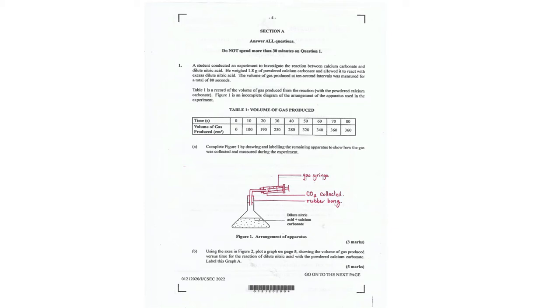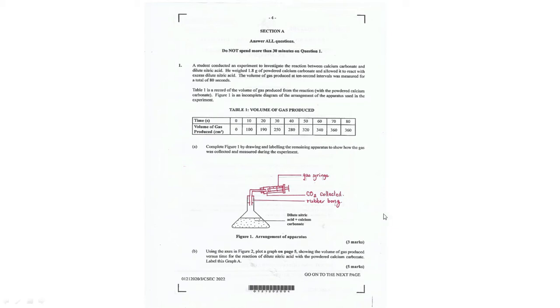So let's get started. A student conducted an experiment to investigate the reaction between calcium carbonate and dilute nitric acid. He weighed 1.8 grams of powdered calcium carbonate and allowed it to react with excess dilute nitric acid. The volume of gas produced at 10-second intervals was measured for a total of 80 seconds. Table 1 is a record of the volume of gas produced from the reaction with the powdered calcium carbonate. Figure 1 is an incomplete diagram of the arrangement of the apparatus used in the experiment.